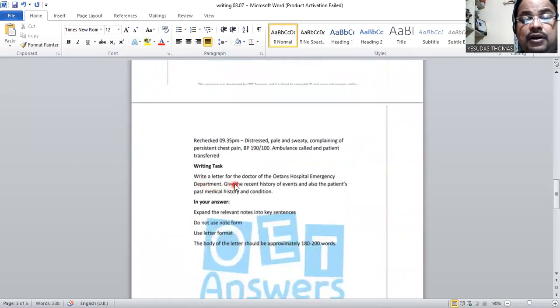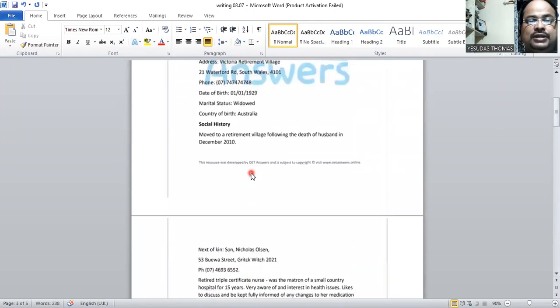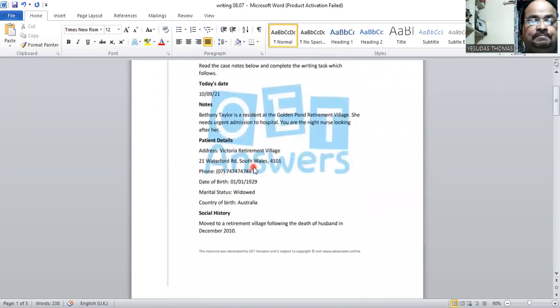And write a letter for the doctor of the hospital emergency department. You have to go ahead with the recent history of events and also the patient's past medical history and condition. This is what we have to see in the letter. Let's go in detail what is needed here.